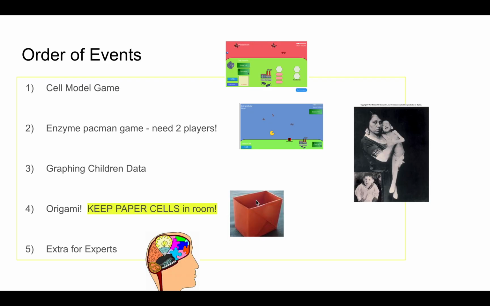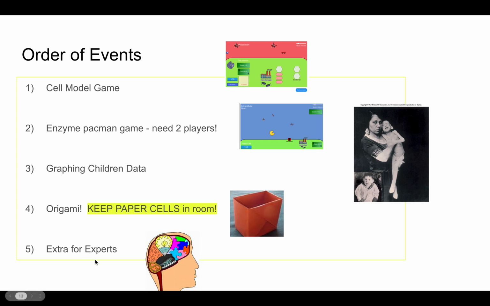Here's the order of events. You're going to do the cell model game. You're going to do the enzyme Pac-Man game. Don't forget you need 2 players. You're going to be doing some graphing. There is an instructional video on how to use Google Sheets. It is a video you've seen before, so watch it if you need to. Then you're going to watch an instructional video on how to make this paper cell model. There is paper in the front of the room. Make sure you put your name on it and give it to the sub for safekeeping.